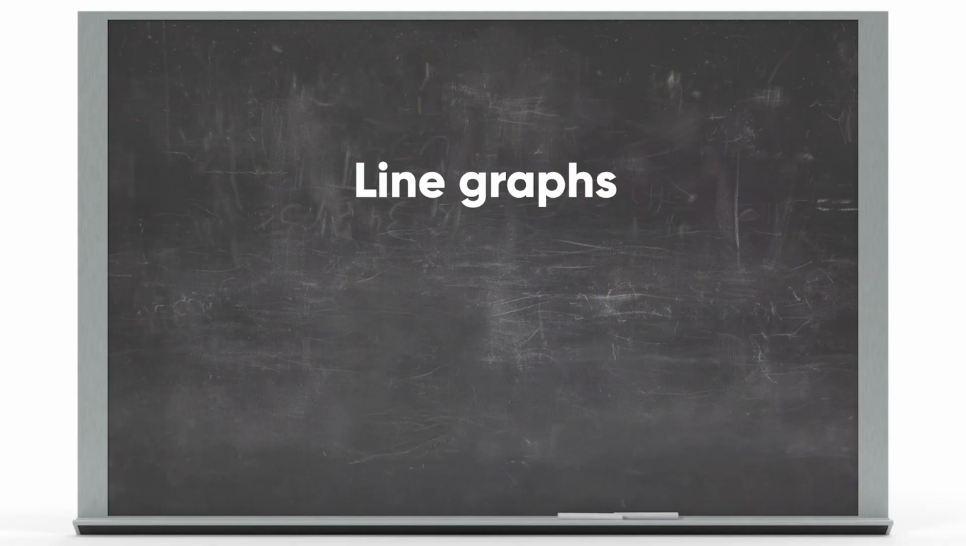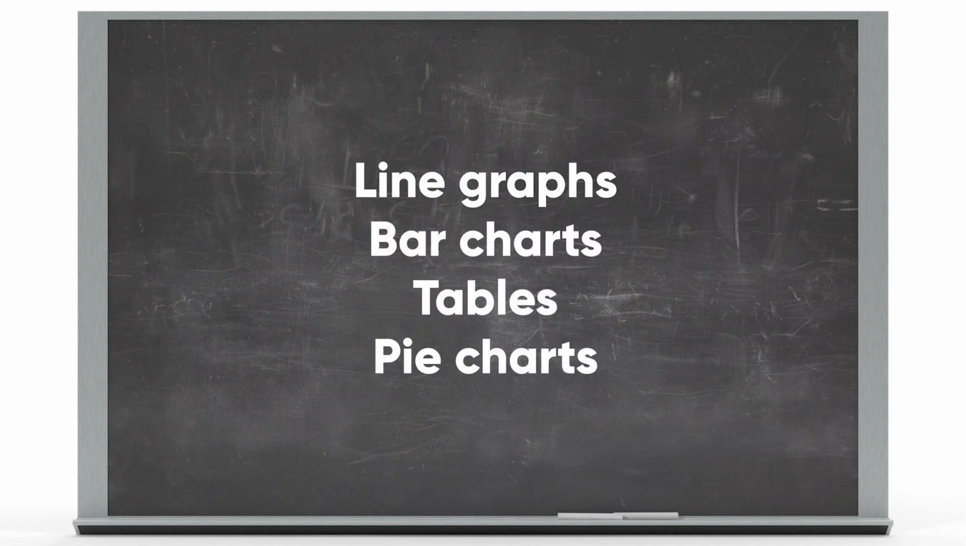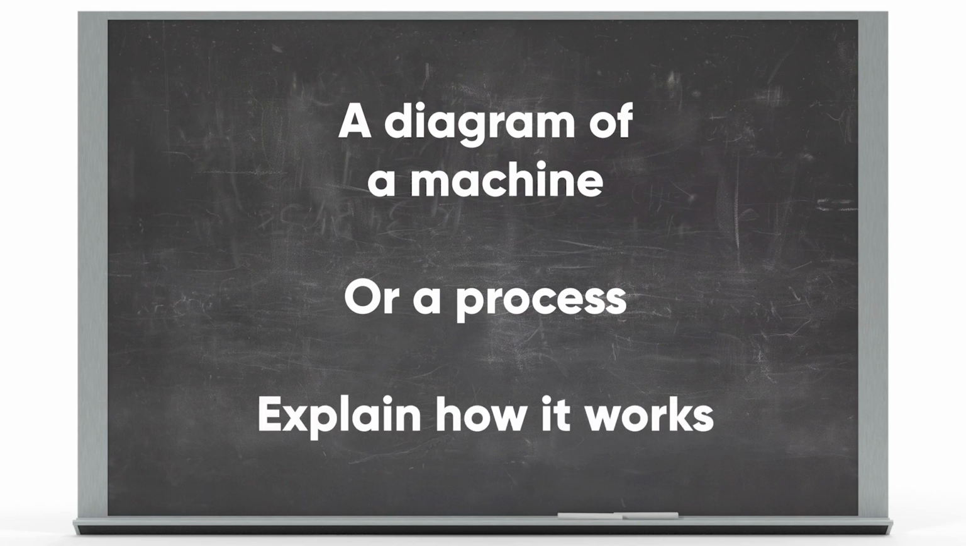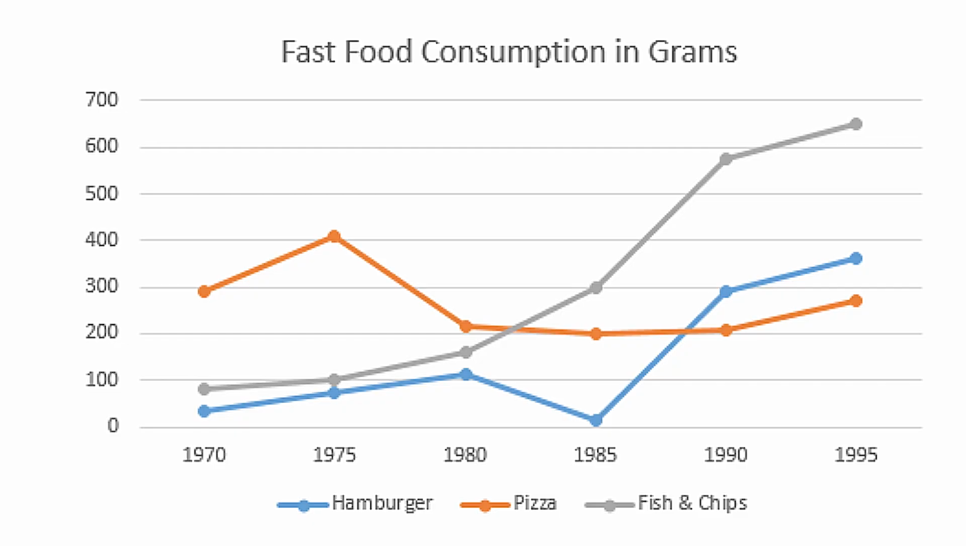This time we're going to be looking at writing part 1 with particular focus on line graphs. So in part 1 of the IELTS writing, you'll be asked to describe some visual information in your own words. You may be presented with line graphs, bar charts, tables or pie charts and asked to describe the facts and figures that you see. Alternatively, you may be given a diagram of a machine or a process and tasked with explaining how it works. You might also get a couple of maps and be asked to describe any changes that you can see. In this question, we have a line graph to deal with.